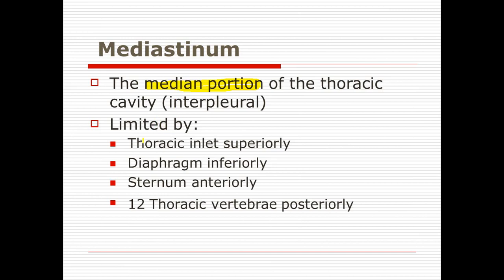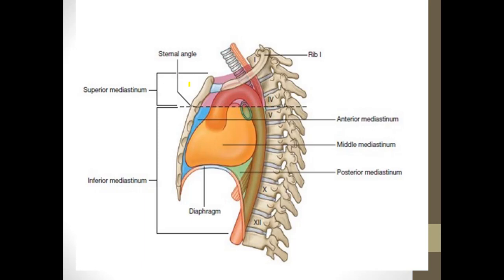Bounded by thoracic inlet superiorly, diaphragm inferiorly, sternum anteriorly, and 12 thoracic vertebrae posteriorly. All these things we will see in this diagram. Anteriorly, sternum, this is sternum. Posteriorly, vertebra 1 to 12 thoracic vertebrae. Inferiorly, diaphragm, and superiorly thoracic inlet. This is our thoracic inlet, this one.